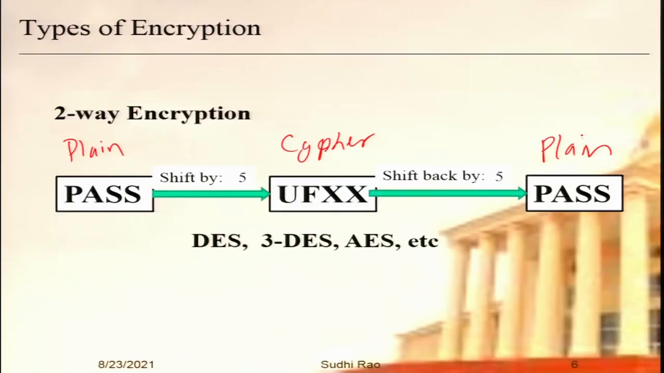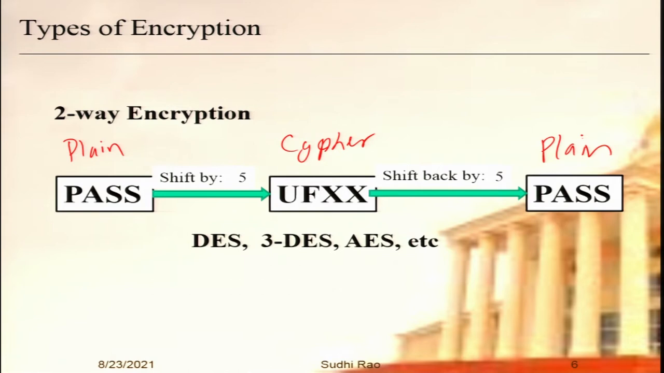This kind of encryption, where we convert plain text into ciphertext and recover the plain text later, is called two-way encryption, and oftentimes we use the same key for both. There are various commercially successful algorithms which are all based on two-way encryption. The US military started with one kind of encryption called DES, Data Encryption Standard, which originated at IBM. When that was found to be weak and people found ways to break it and recover the plain text, an advanced version called Triple DES came.